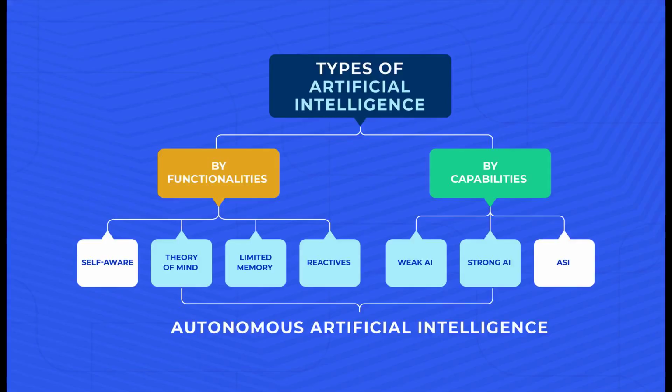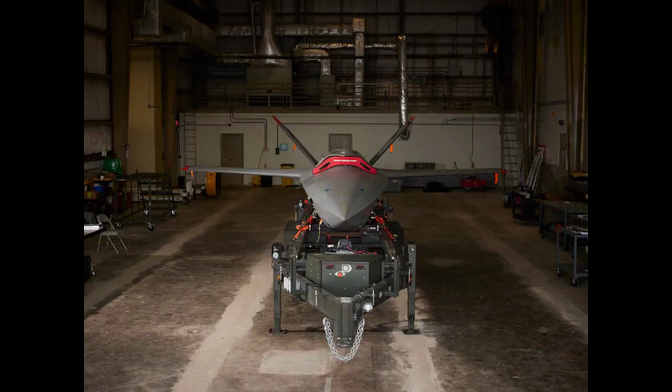3. DARPA's Autonomous Systems Program, 2000s to present. The Defense Advanced Research Projects Agency, DARPA, has been at the forefront of developing autonomous systems for military applications, especially in aerial and ground vehicles.